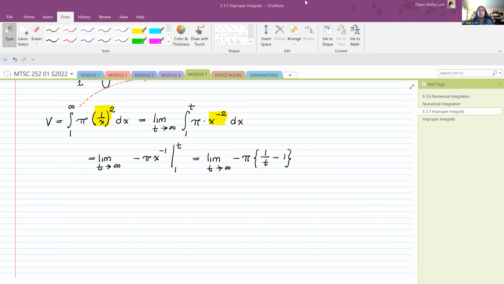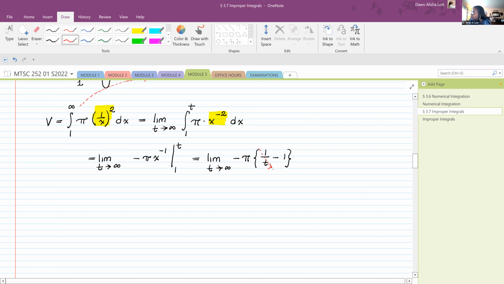Good, 1 over t goes to 0. So since 1 over t goes to 0, this just becomes minus pi times -1, which is pi. And how wonderful is that? That's a number that is less than infinity. So this integral converges. Any questions about that?